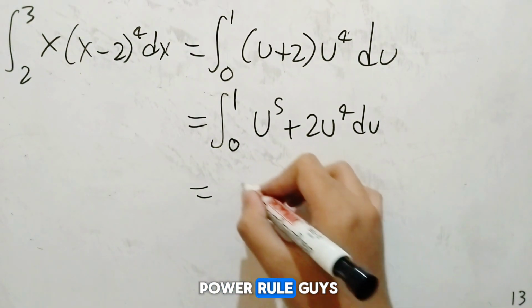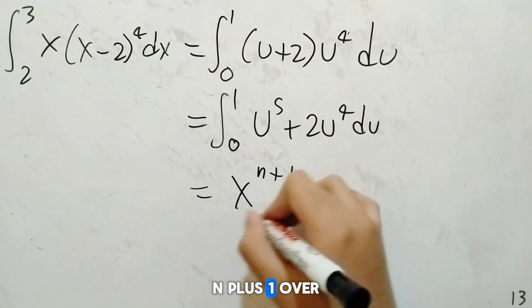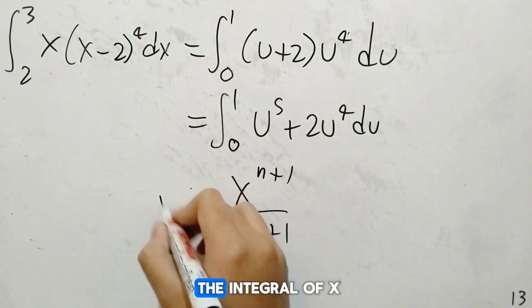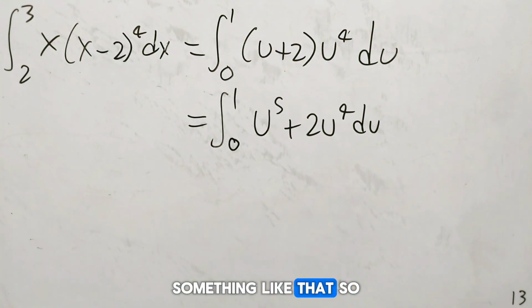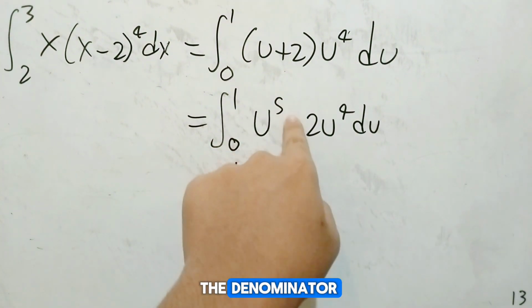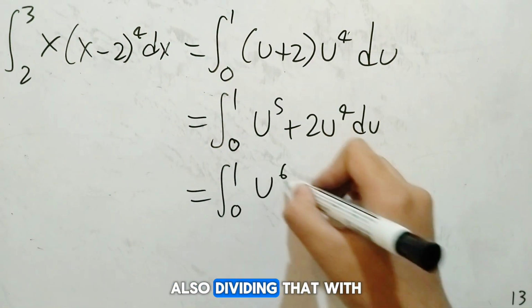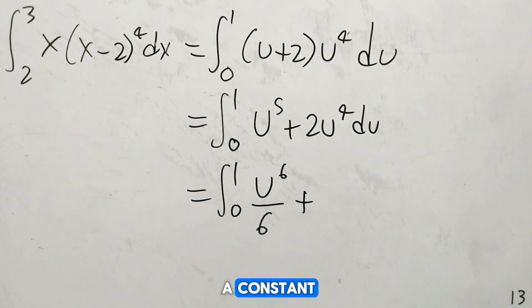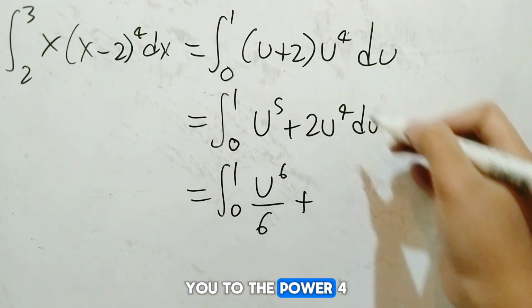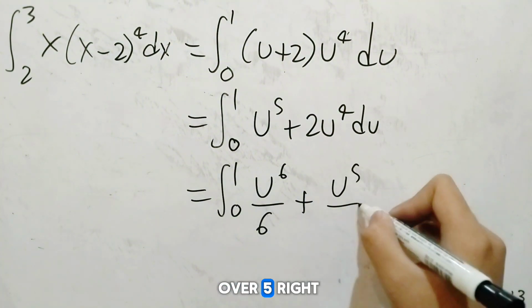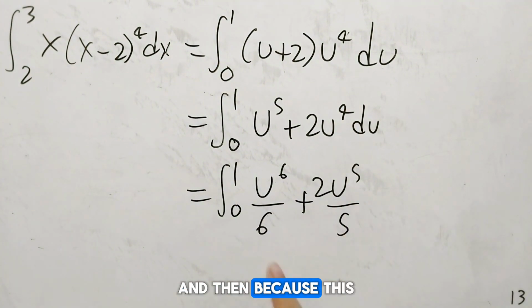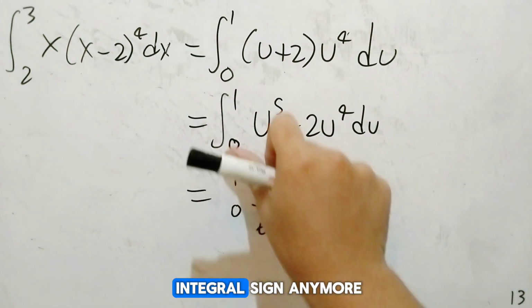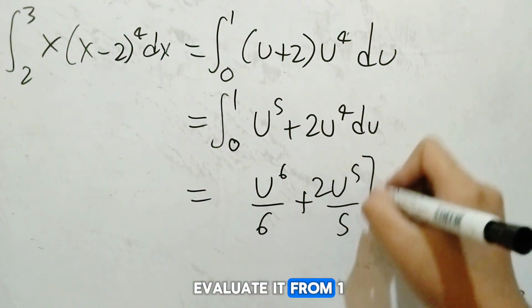And then with the power rule, guys, don't forget that x to the n plus 1 over n plus 1 is the integral of x to the n. So we add 1 to the power, also dividing by that new power. For this one, because 2 is a constant, we can just not think about it for now. u to the power of 4 becomes u to the power of 5 over 5. Add the 2 back in. And because this is already solved, we don't need the integral sign anymore, but I'm going to evaluate it from 0 to 1.